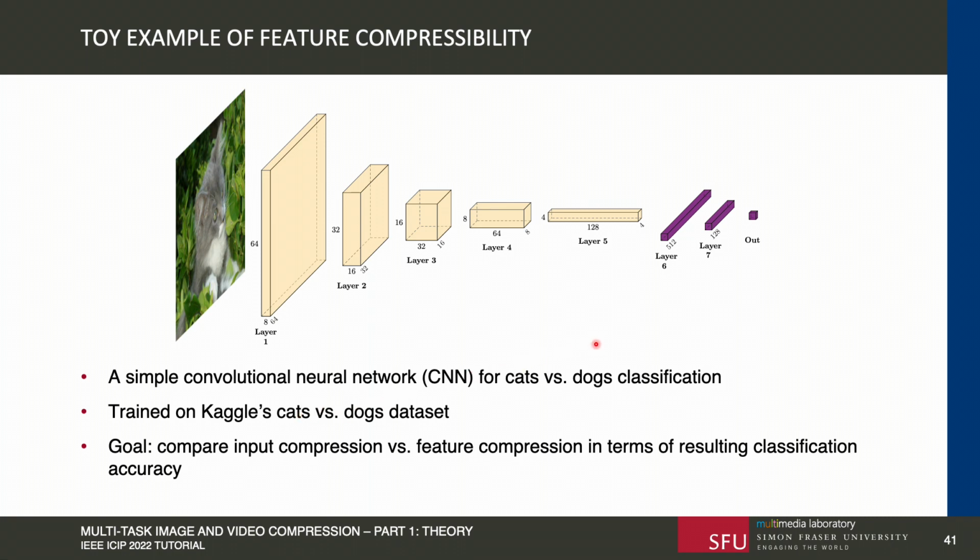So it's certainly not a state-of-the-art network for this problem. I think its accuracy when trained is around 92%. State-of-the-art models for this problem basically solve it, with accuracy higher than 99%. But the goal is simply to compare input compression versus feature compression in terms of the resulting classification accuracy.